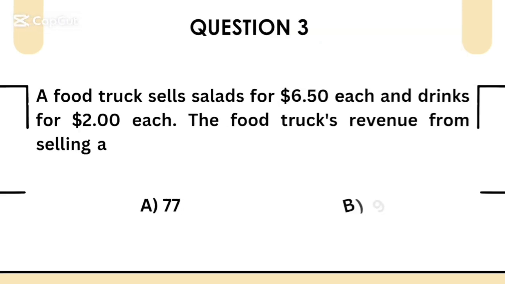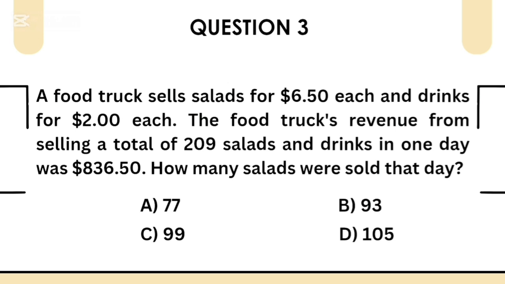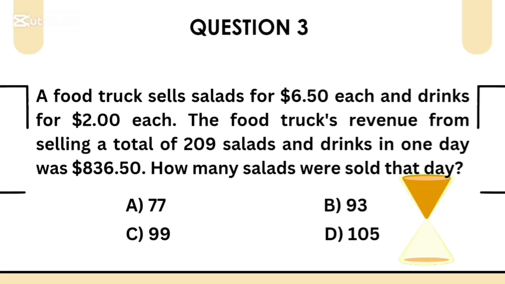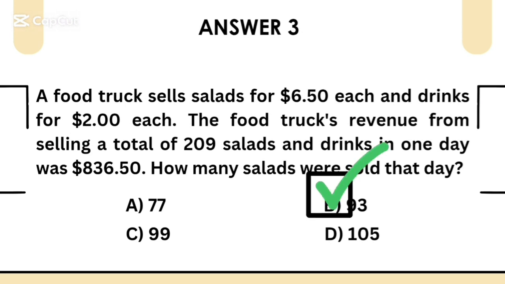Question 3. A food truck sells salads for $6.50 each and drinks for $2 each. The food truck's revenue from selling a total of 209 salads and drinks in one day was $836.50. How many salads were sold that day? Give yourself a moment to reflect on your answer. Option B is the correct answer.